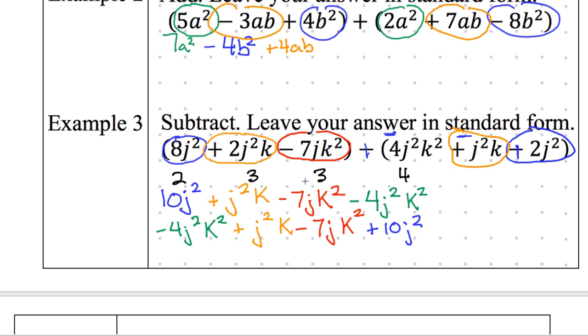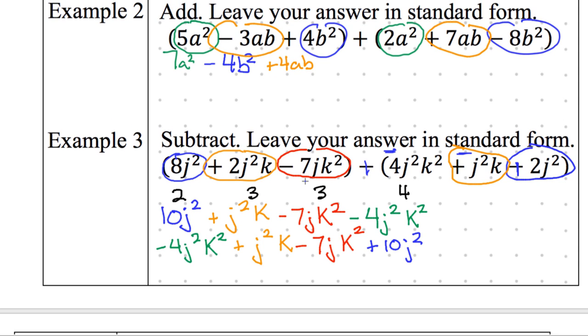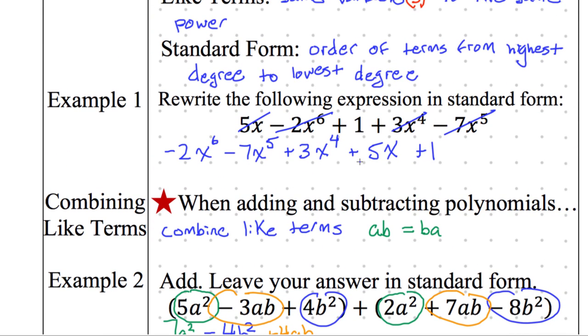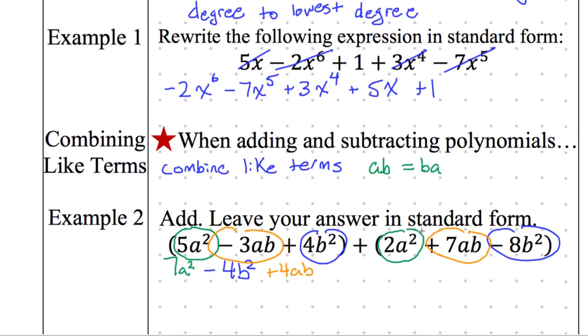Any questions? Make sure the important things from this lesson, I would write in the summary. Make sure to distribute that negative. Make sure to write your answer in standard form. And be careful that AB might equal BA. I guess that's another possible thing to add. So go ahead and write your summaries now, and then we can work on the problem set.